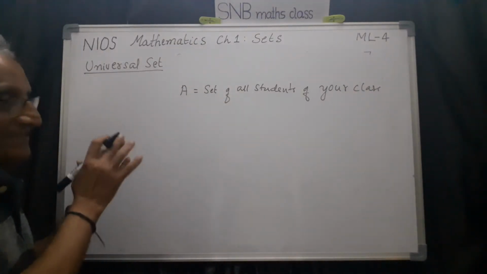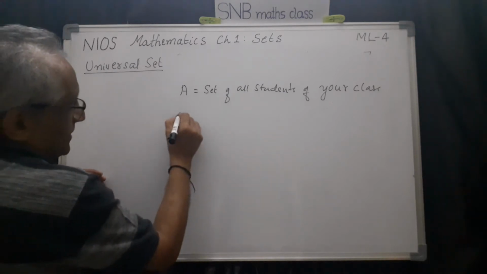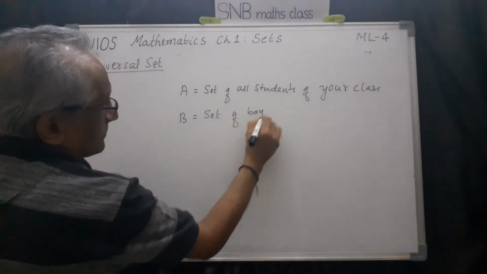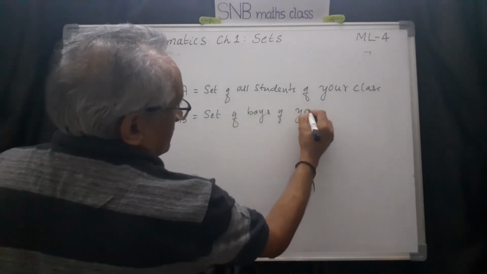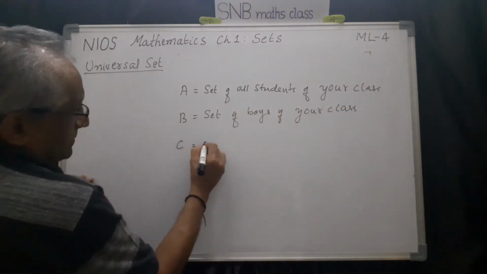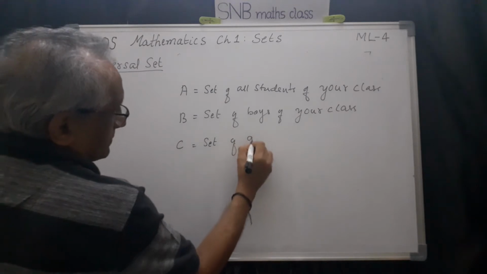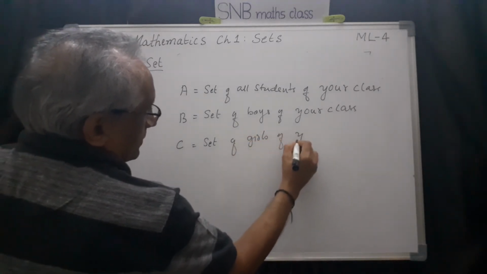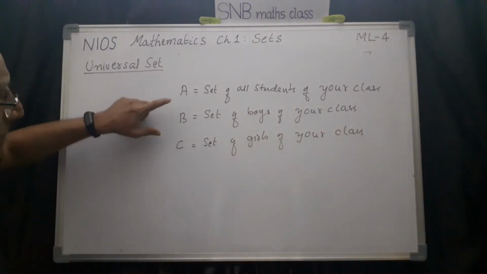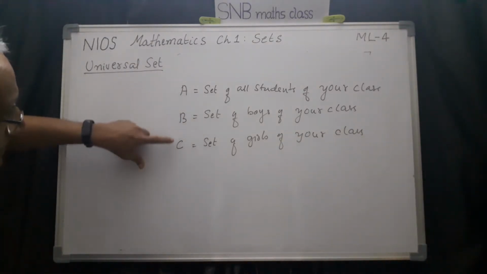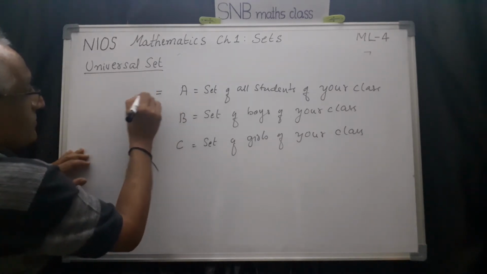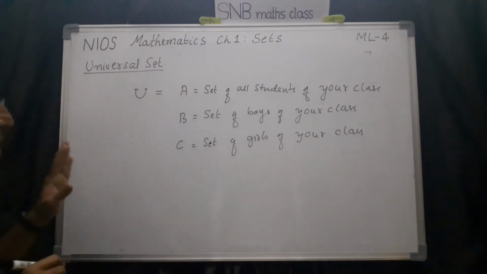I can take it as universal set provided, suppose you take B equal to the set of boys of your class. Suppose C equal to the set of girls of your class. So when you see, now it is very clear, B is a subset of A, C is also a subset of A. Therefore this set you can take as the universal set and it is denoted by U.